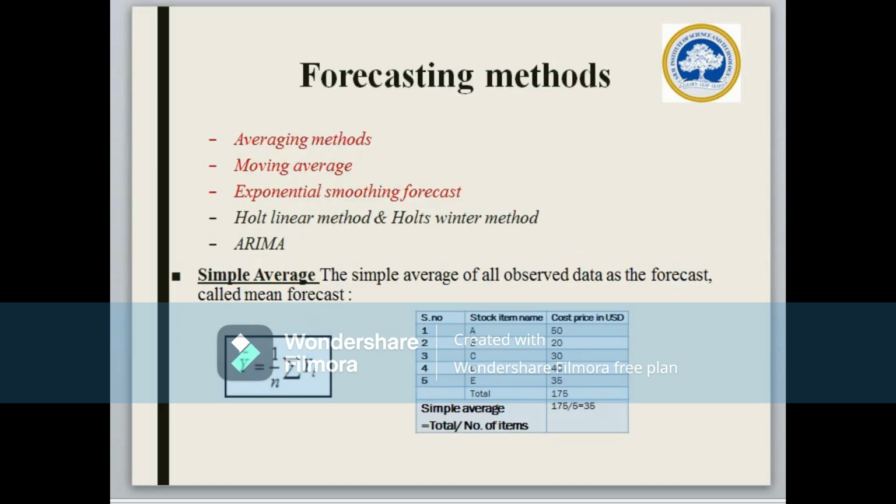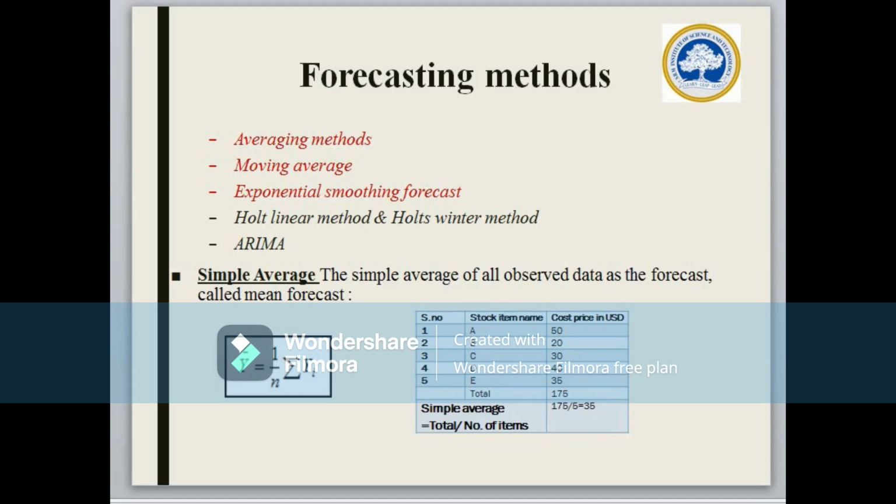Here the list of a few forecasting methods is given: averaging methods, moving average, exponential smoothing forecast, Holt Winters method and ARIMA model. I will give a simple explanation about the first three methods. The last two methods are given in the reference book. Holt Winters method will be explained in the demo part.